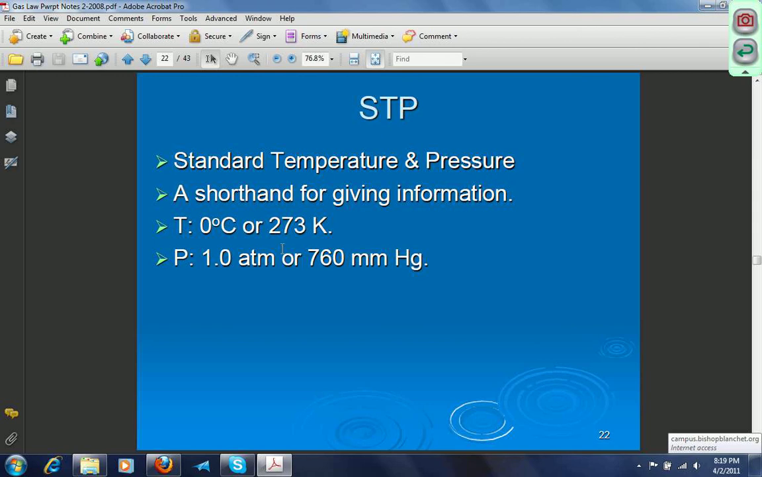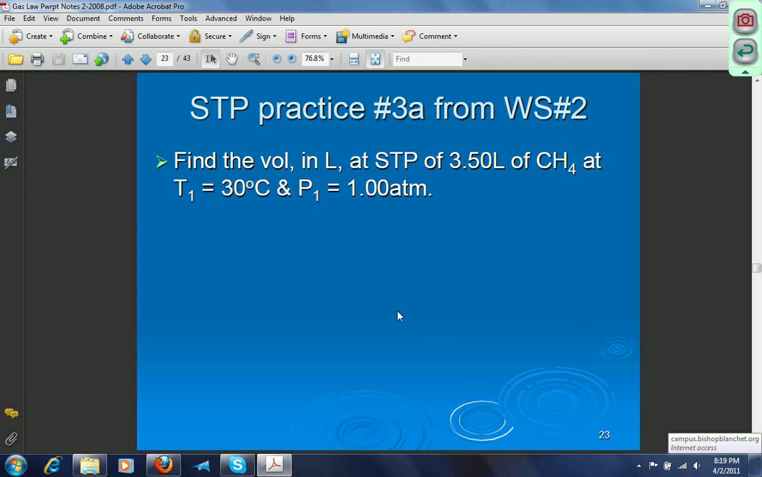STP stands for standard temperature and pressure. It is a shorthand notation instead of having to type everything out. So what it means is temperature is always 0 degrees Celsius, which in these calculations is better known as 273 K. And the pressure is always 1 atmosphere, or if it's in millimeters of mercury, is 760 mmHg.